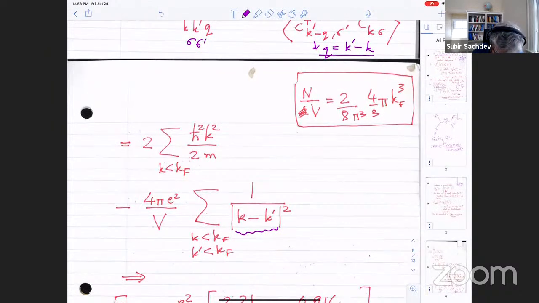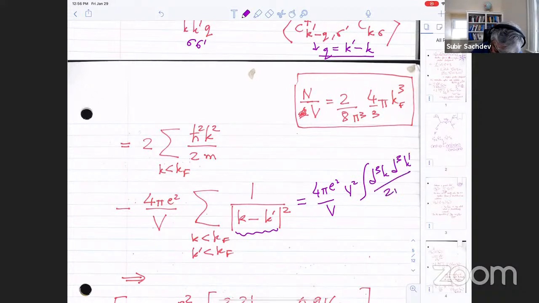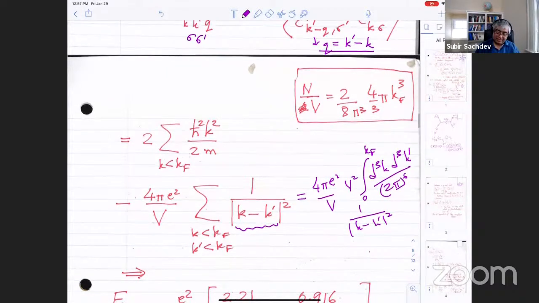And let me write out this integral for your benefit. It's 4 pi e squared over v, and then there's v squared times d3k d3k prime over (2 pi)^6, and then times 1 over |k minus k prime| squared, and this goes from 0 to kF. So a sum over occupied states with 1 over |k minus k prime| squared. Okay, so that's a complicated integral, but it can be done. It's just a number.